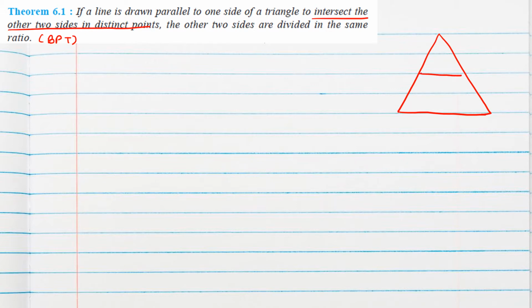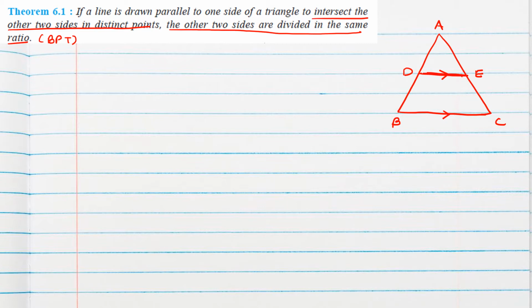So we can write, let this be triangle A, B, and C. Then let D and E be the two distinct points where this line intersects the two sides, and DE and BC are parallel. So now what we have to prove, the other two sides are divided in the same ratio. So that means AD by DB is equal to AE by EC, that we have to prove.